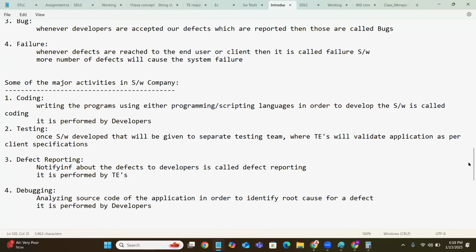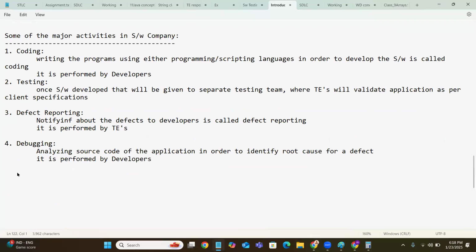Okay, then we have the fifth activity, bug fixing. Bug fixing means modifying the source code of the application in order to solve the defects. So that is called bug fixing.